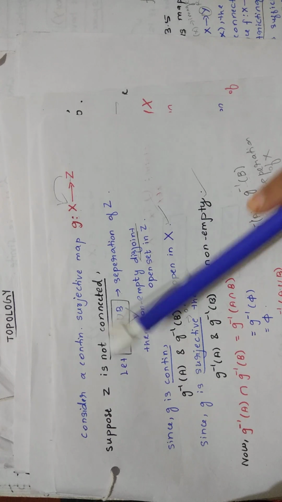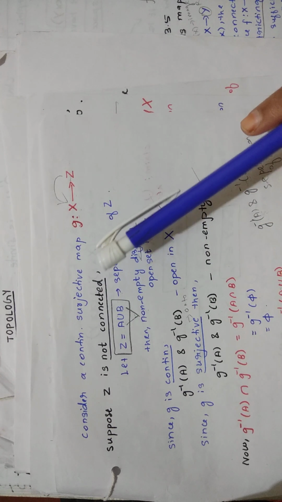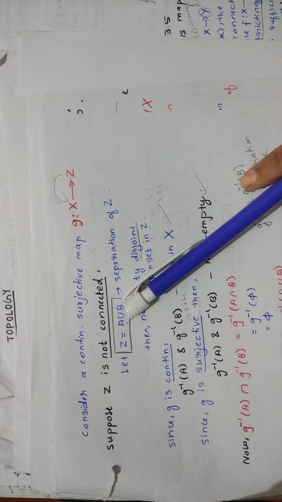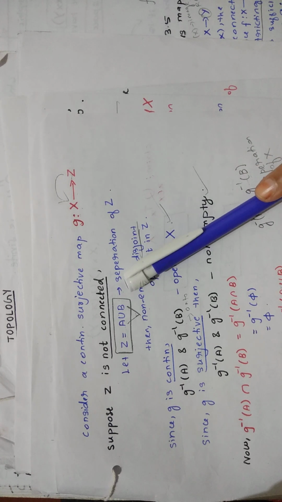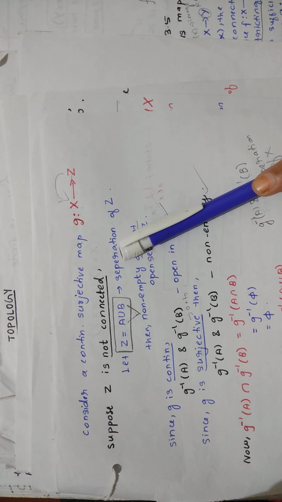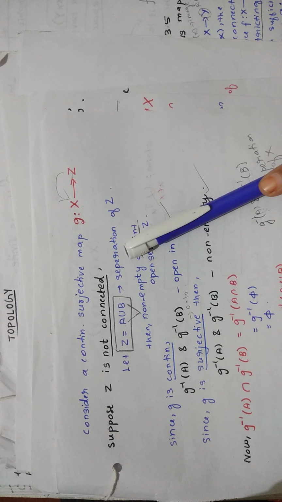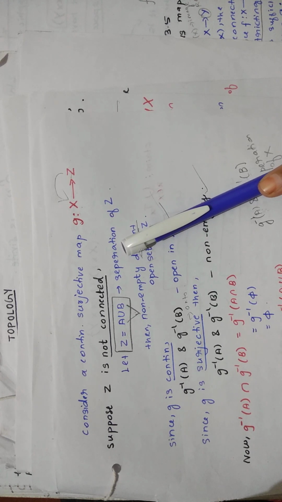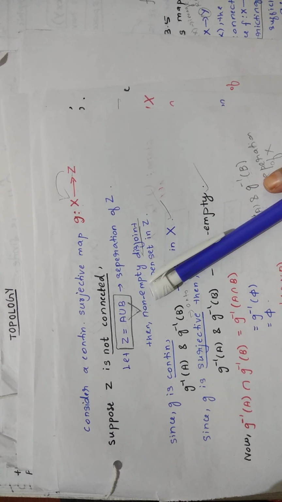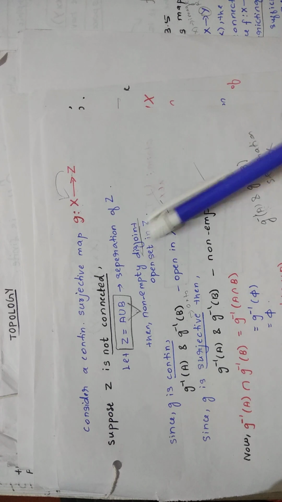Let Z equal to A union B be a separation of Z. What you have to write? Let Z equal to A union B be a separation of Z. Here you know that if this is a separation of Z, it means all the conditions to say separation of Z are satisfied here. That is why you are writing here: A and B are non-empty, disjoint, open sets in Z.